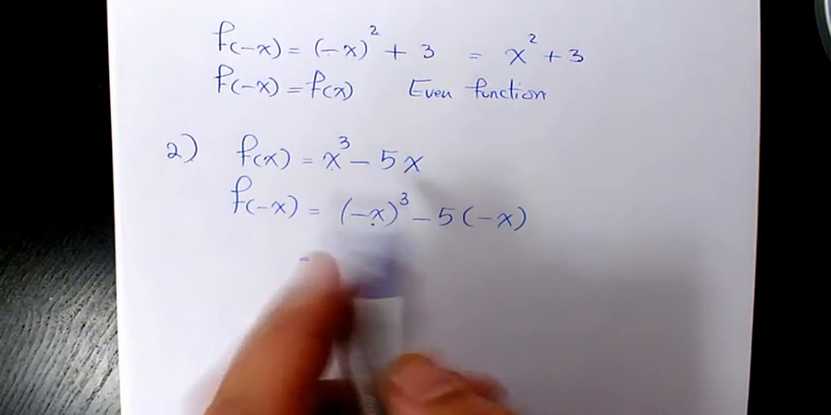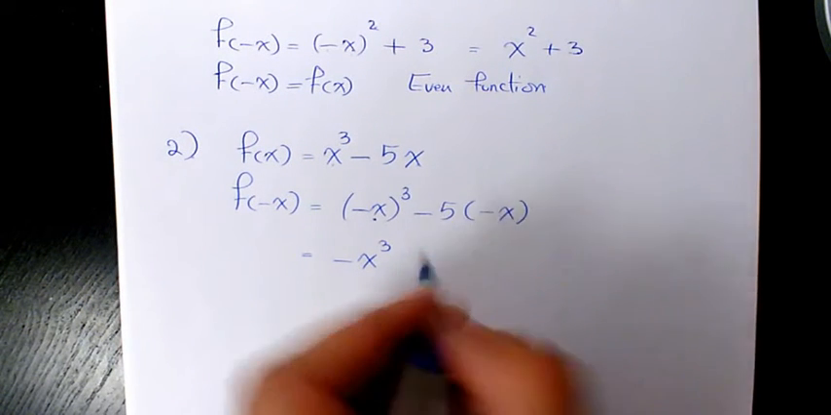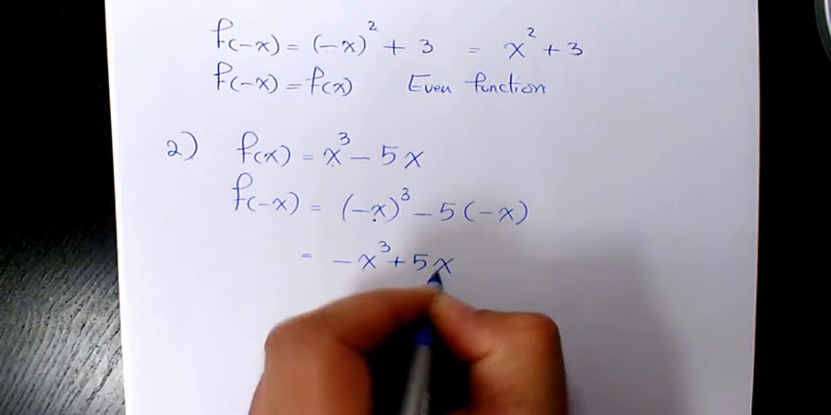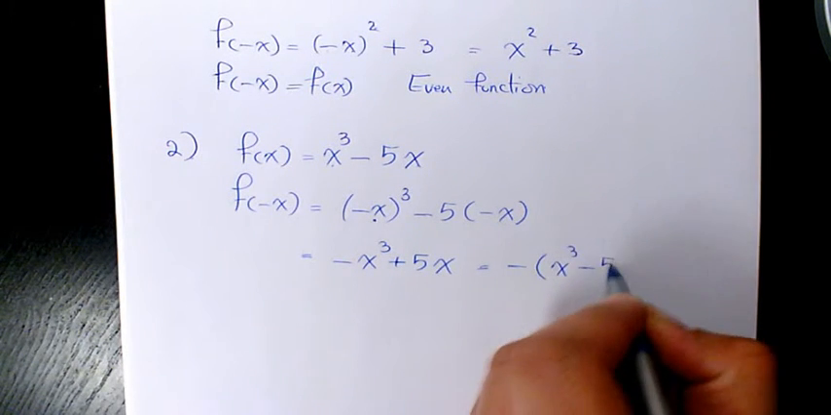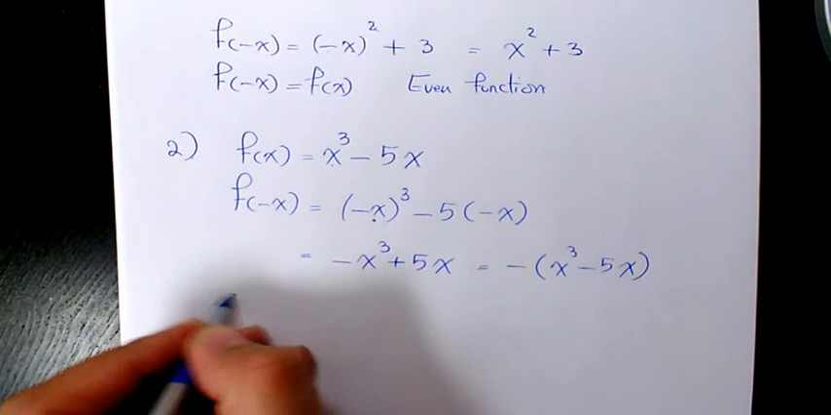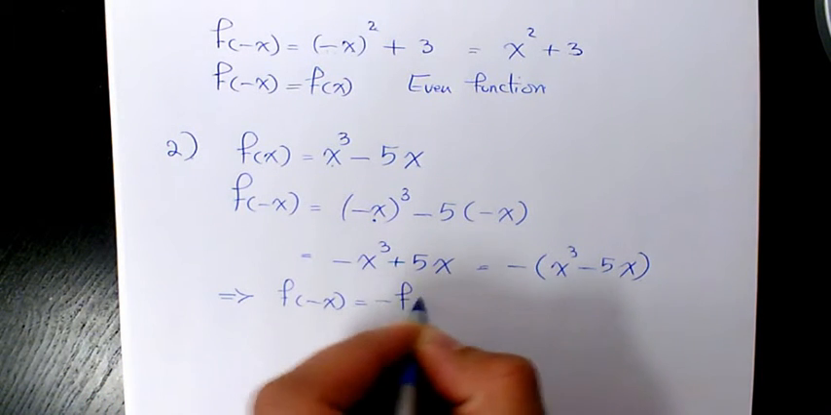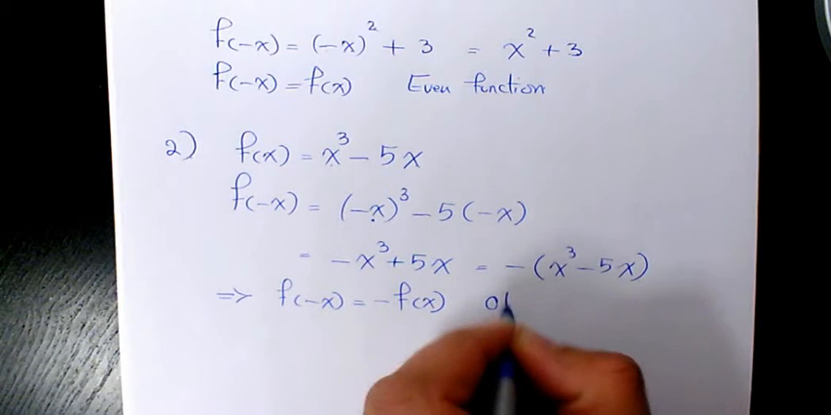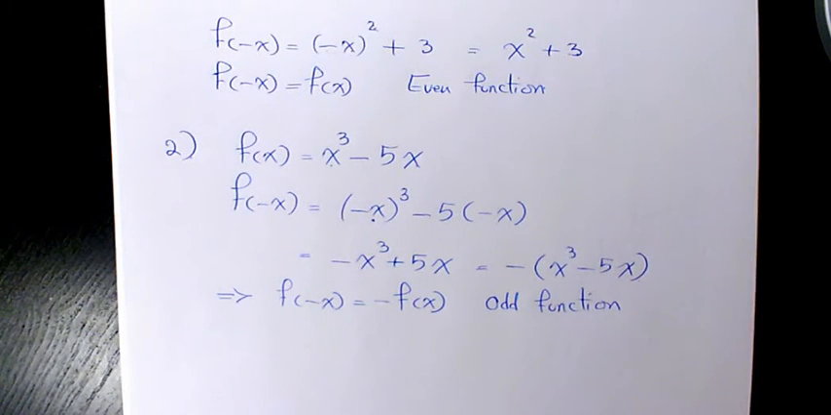So a negative to the power of an odd number remains negative, so it's negative x cubed, and negative times negative is going to be positive. So when you factor out the negative, it's going to be x cubed minus 5x. So as you compare with f of x, we can conclude f of negative x equals negative f of x. So we have an odd function in this case.